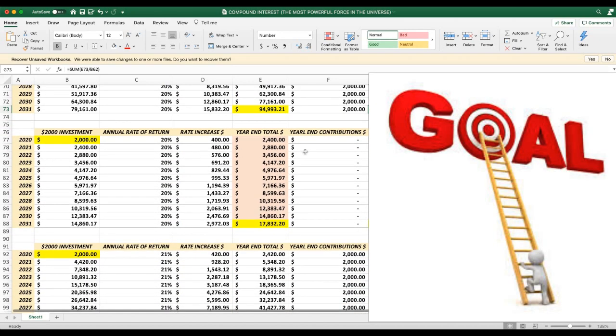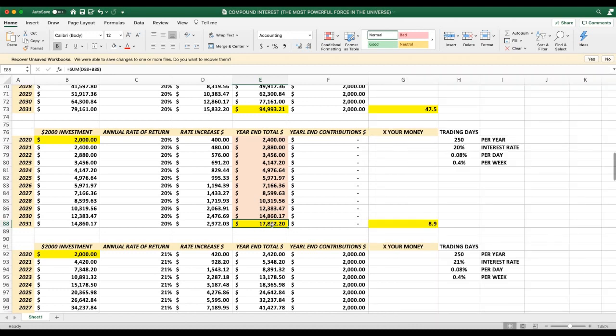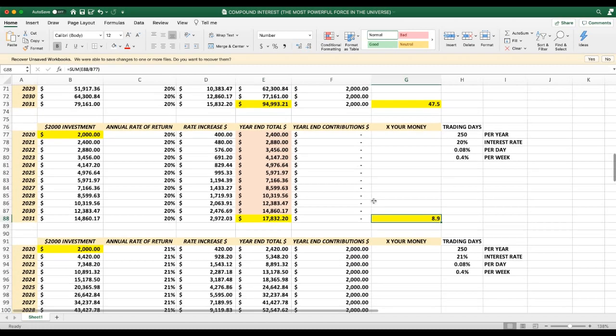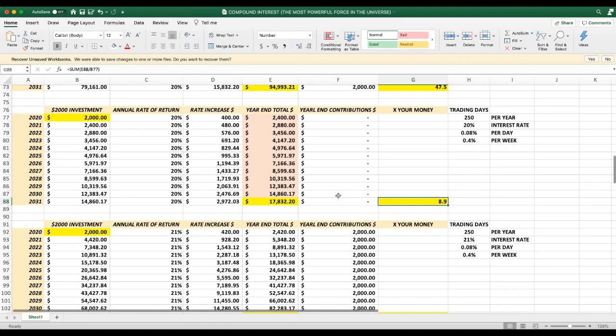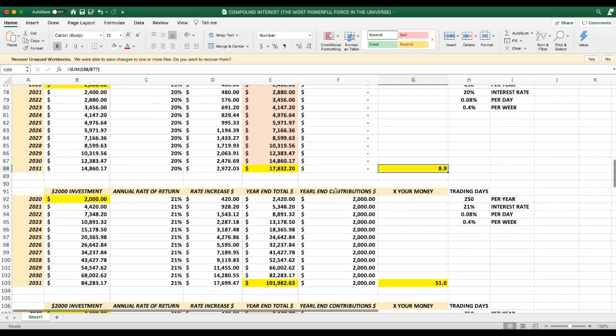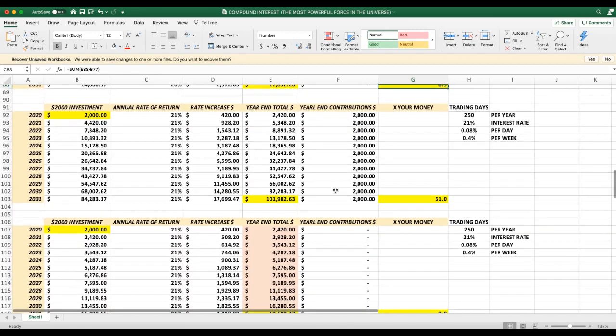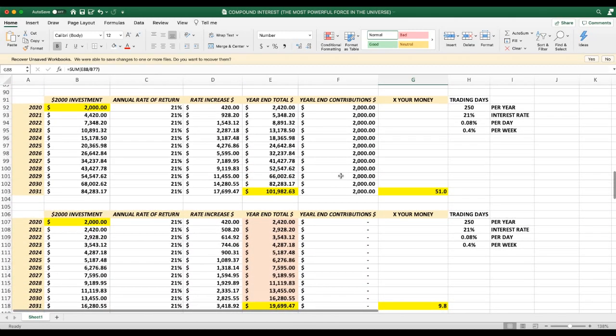That's a great goal. Now let's say you don't add. Well, you're only going to have about 17 or 18,000, but still that might be a reasonable goal for you. Say, you know what, I don't have enough money to put in money every single year, so I'm just going to put this 2,000 that I can. You can still turn that into 18,000. You can still 9x your money. That would still be a solid rate of return.